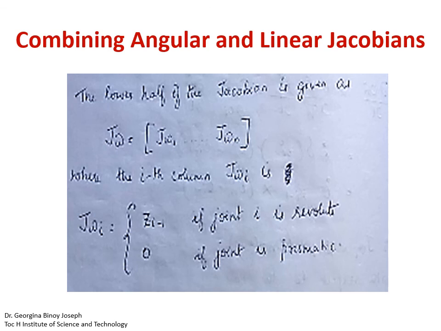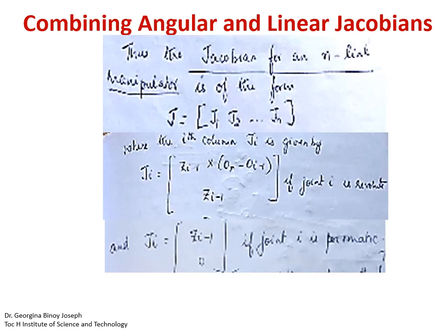And this gives a 6 cross n matrix, which is called the manipulator Jacobian, which is extremely important in robot analysis and control. So you can see that the Jacobian for an n-link manipulator is of the form J is equal to J1, J2, Jn. Okay, so this J1 is a combination of JV1 on the top and J omega 1 below, JV2 on the top and J omega 2 below, and so on.